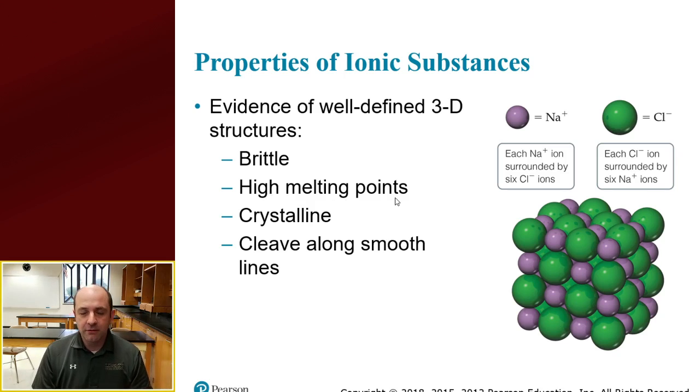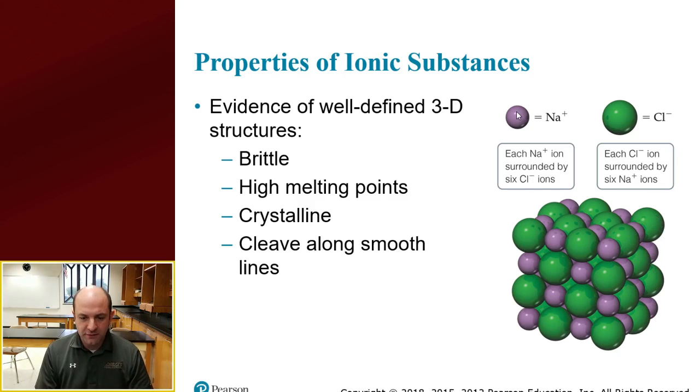They have very high melting points. They're very attracted to each other. So in order to get them to move around as a liquid, you've got to put a ton of energy in to make that happen. They are crystalline. That means it's an ordered arrangement. It's the same thing in all 3 dimensions, just repeating over and over. And so then, like I said earlier, they can cleave along smooth lines because we have planes of where one layer ends and where the next layer begins.